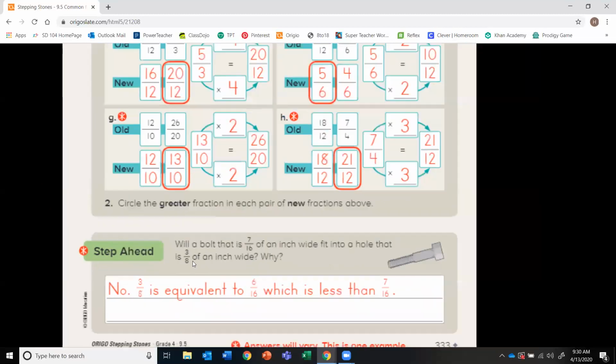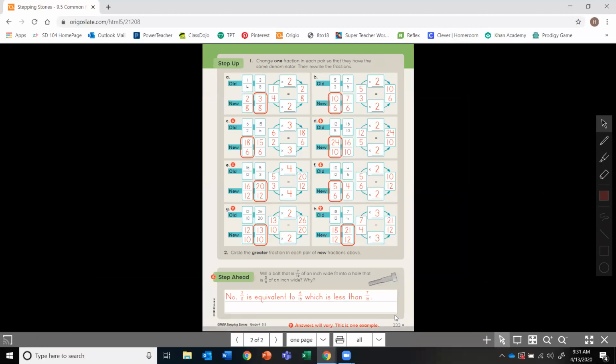So friends, this lesson is just to get you thinking about how to find equivalent fractions, just like we've been doing, just showing you a new strategy. So hopefully this lesson went well for you.